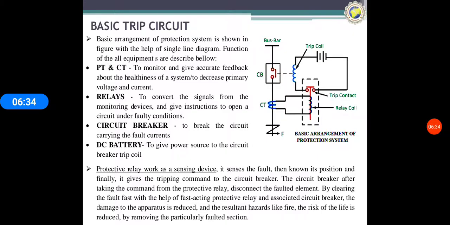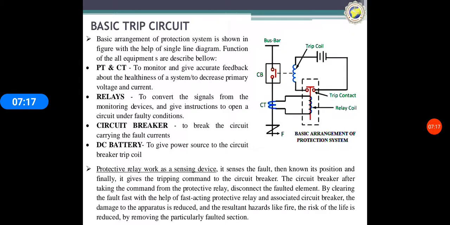So here basically the protective relay works as a sensitive device. If the sensor, the PT or CT, senses the current under faulty conditions, it gives the trip command to the circuit breaker. The circuit breaker, after taking the command from the protective relay, disconnects the faulty element by clearing the fault fast, with the help of the fast acting protective relay and the associated circuit breaker.